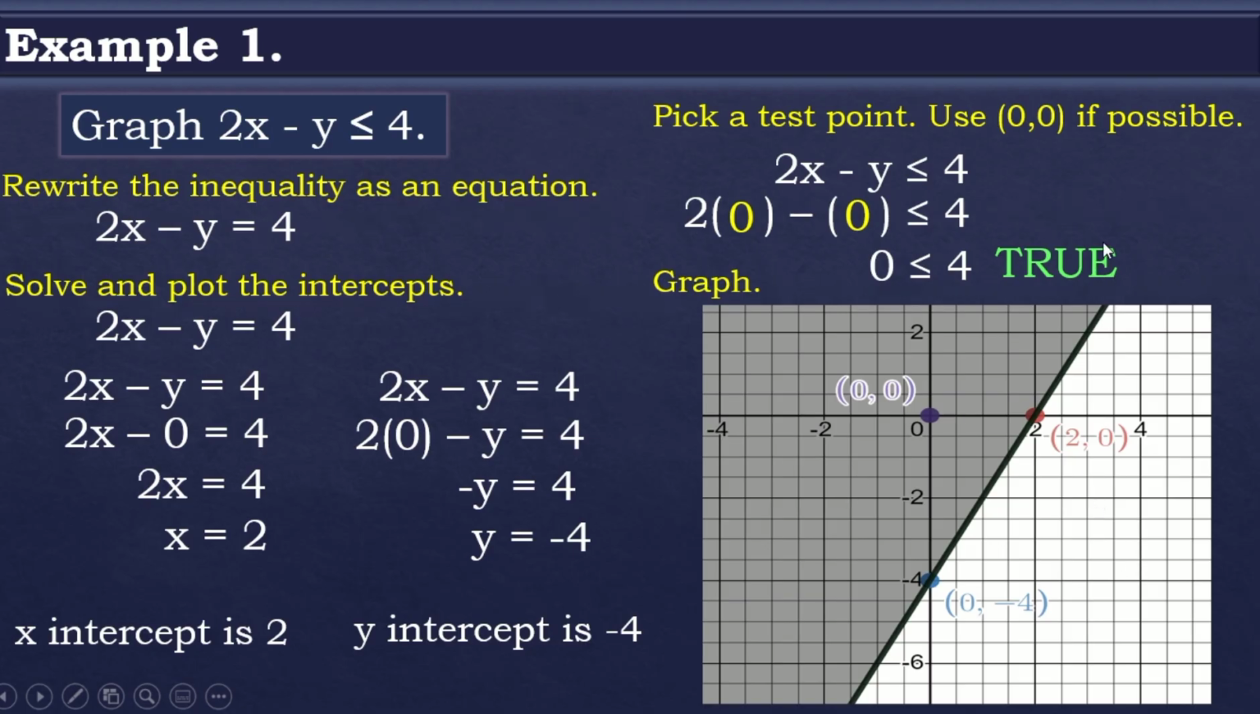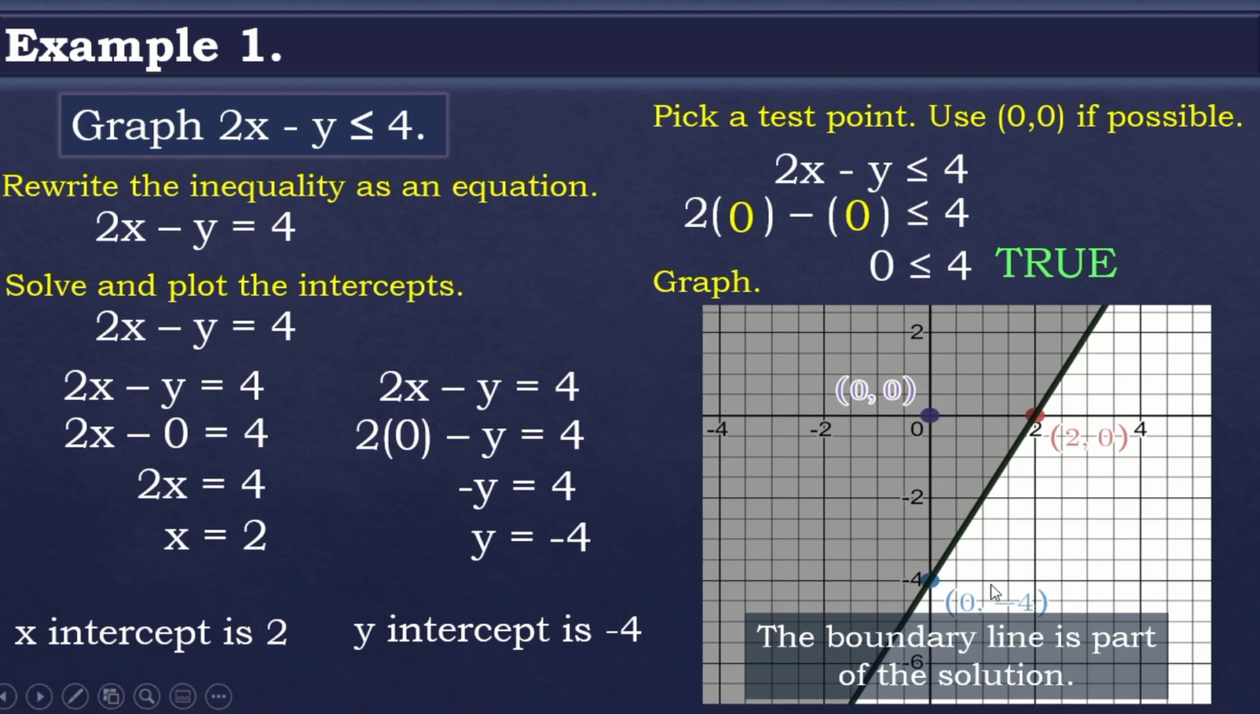Okay? Now, since ang ating boundary line ay solid, therefore, itong (2, 0) at (0, negative 4) is part of the solution. Ibig sabihin, lahat ng points na nandito sa line na to, part of the solution yan kasi solid line tayo. So, if your boundary line is a solid line, then lahat ng points na nandito sa line is part of the solution. So, this is the graph of 2x minus y is less than or equal to 4. Ito po, itong shaded part na to.